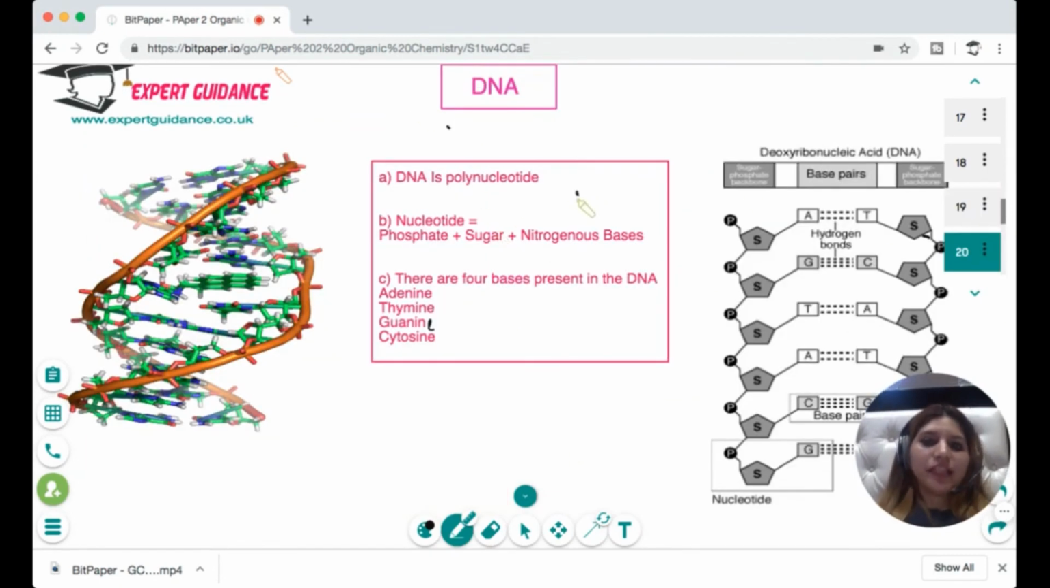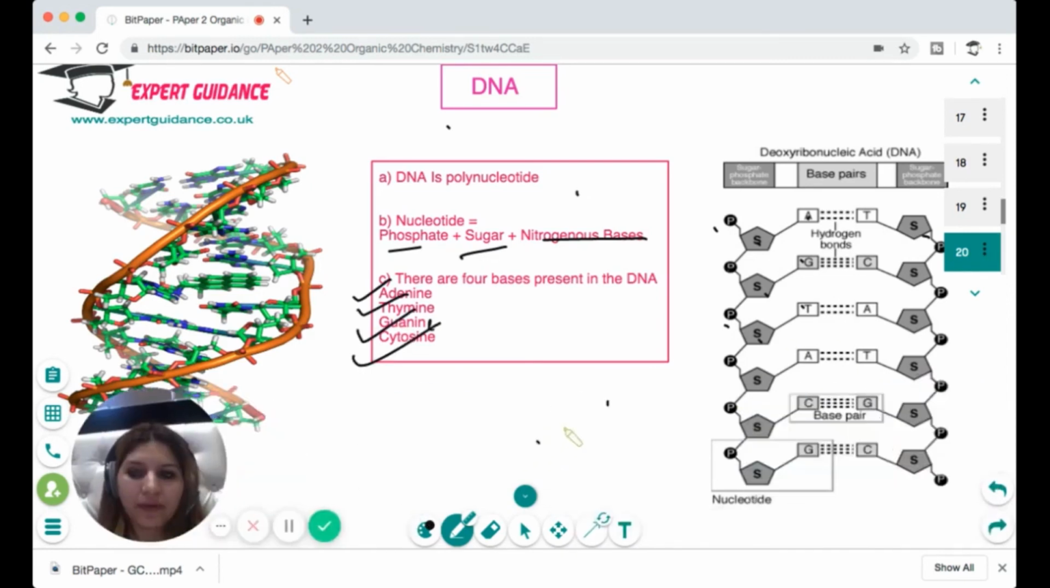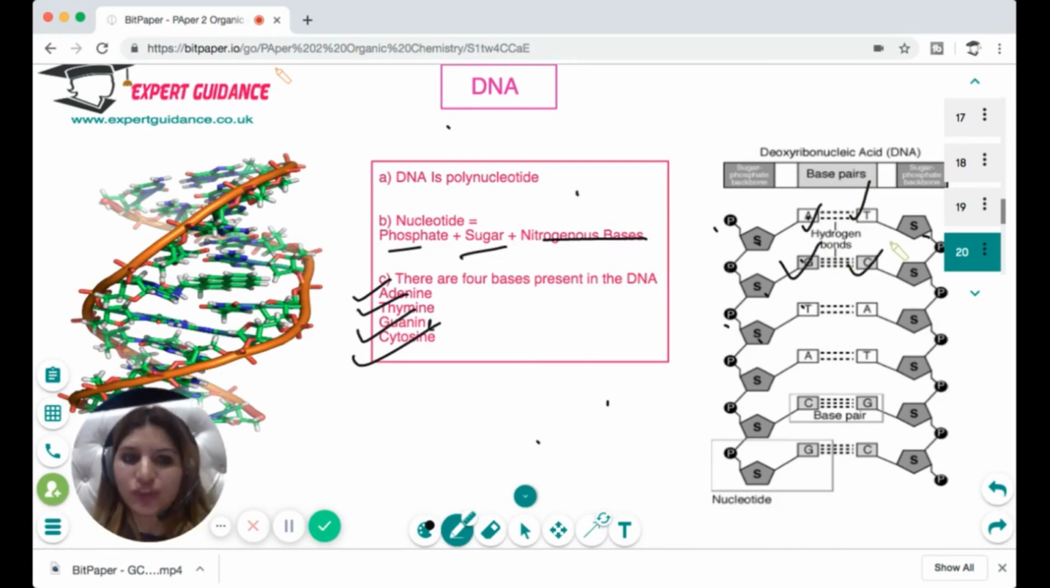DNA is a polynucleotide. We have done this in biology, so it's just a brief recap. Nucleotide means a phosphate, sugar, and a base. So you can see a phosphate, sugar, base is repeated. In DNA, the sugar is deoxyribose. The nitrogenous bases are adenine, thymine, guanine, and cytosine, and they show the complementary base pairing principle. With adenine, next to it is thymine, and with guanine, next to it is cytosine.